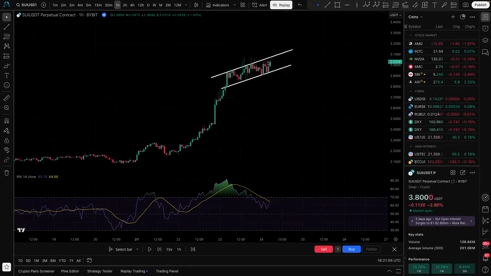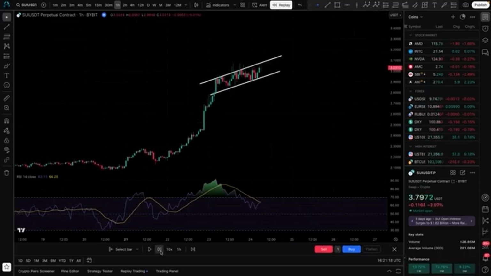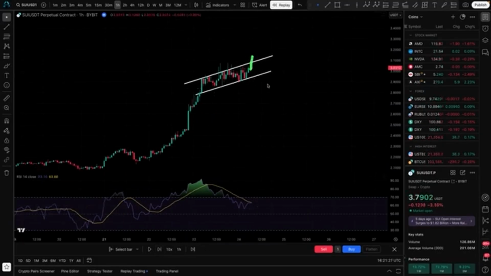So now I'm looking for the price to either break down or to break up, but I'm only interested in going long if the price breaks up from here. So let's see what will happen. We have another candle inside the pattern, and then we had a candle punching through the resistance line, but the candle did not close above this line.